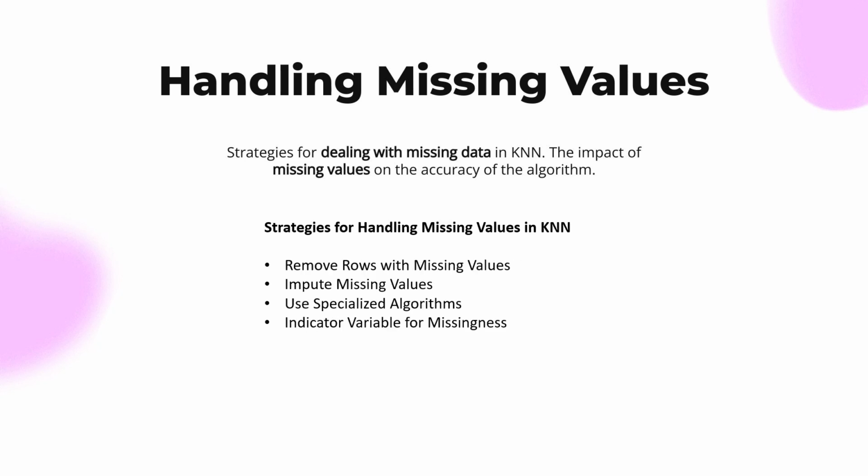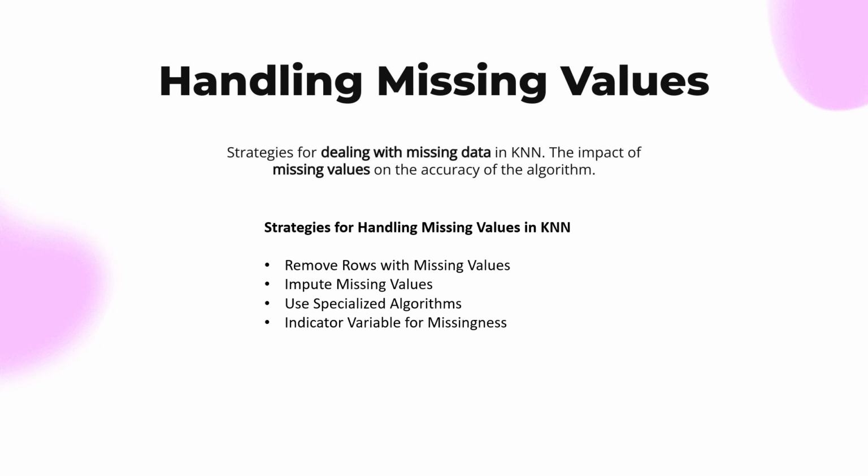Strategies for handling missing values in KNN. Remove rows with missing values. Pros: simple and straightforward. Cons: can result in loss of valuable data, especially if a significant portion of the dataset contains missing values. When to use: if the dataset has a low proportion of missing values and the removed data does not significantly impact model performance.